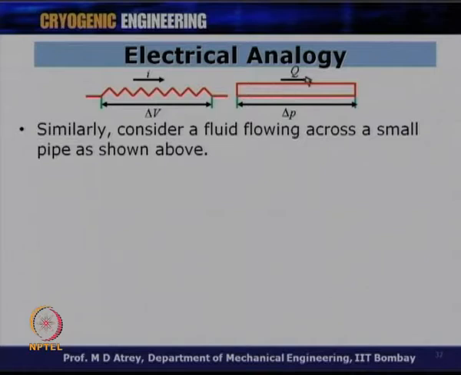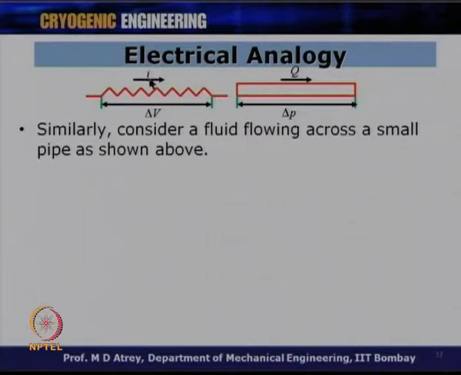In a pipe, flow Q occurs, which is comparable with I, and this Q occurs only when delta P occurs across the length of the pipe. The length of the pipe is L and delta P is the pressure drop across the length of the pipe L. Similarly, consider a fluid flowing across a small pipe as shown above. So, I can now compare the electrical circuit with a pipe.